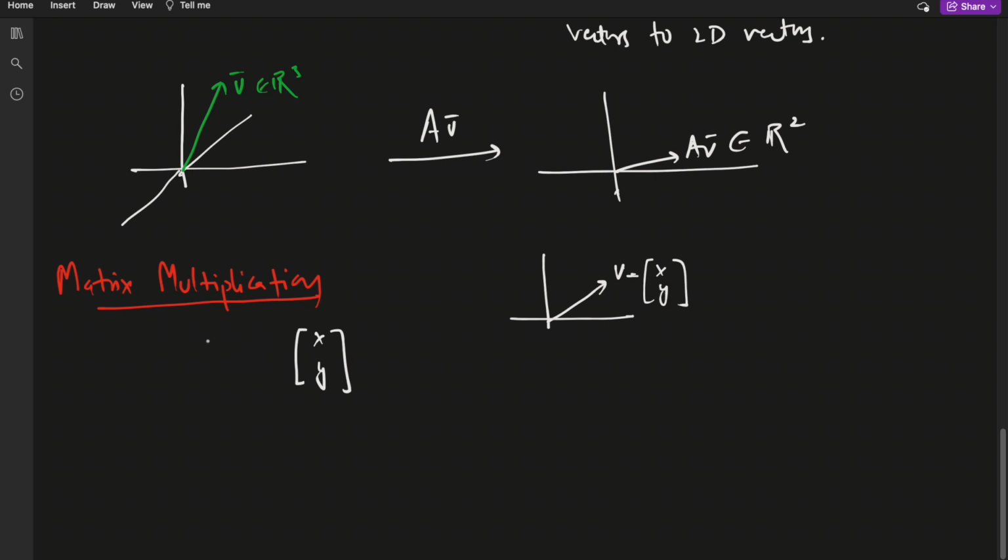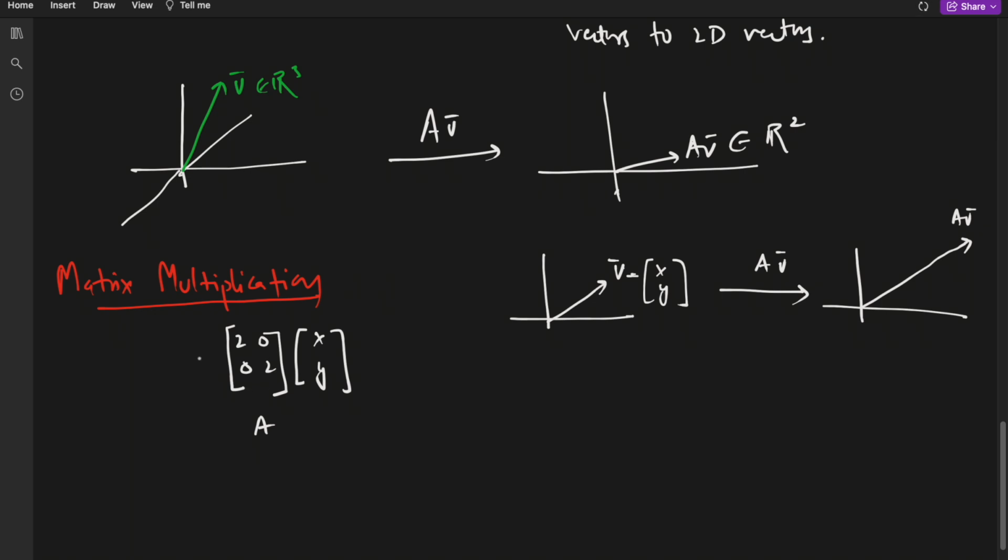Let us suppose I apply this matrix 2 0 0 2. What is this matrix doing? It is just scaling the vector by the amount 2. Let us suppose this is matrix A. So what is A times V? It just scales the vector 2 times, right? This is A times V because I applied this matrix 2 0 0 2. That's all.